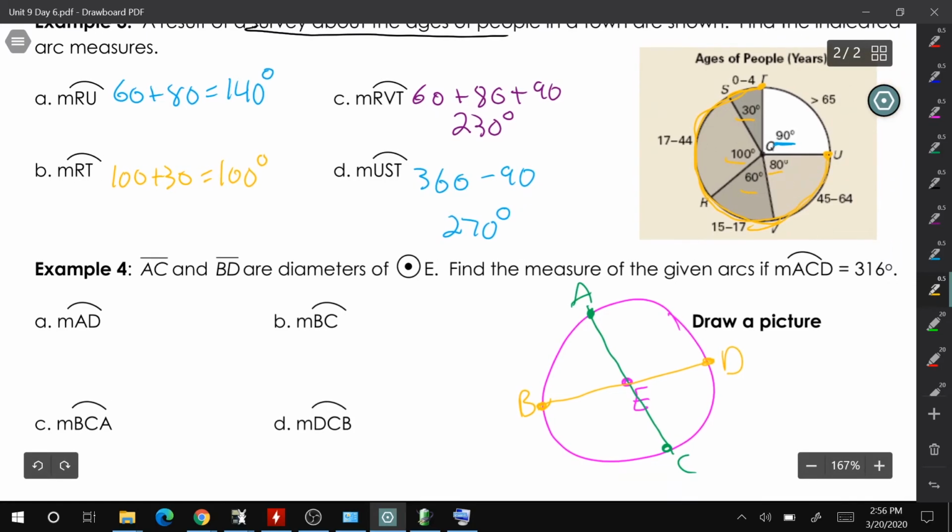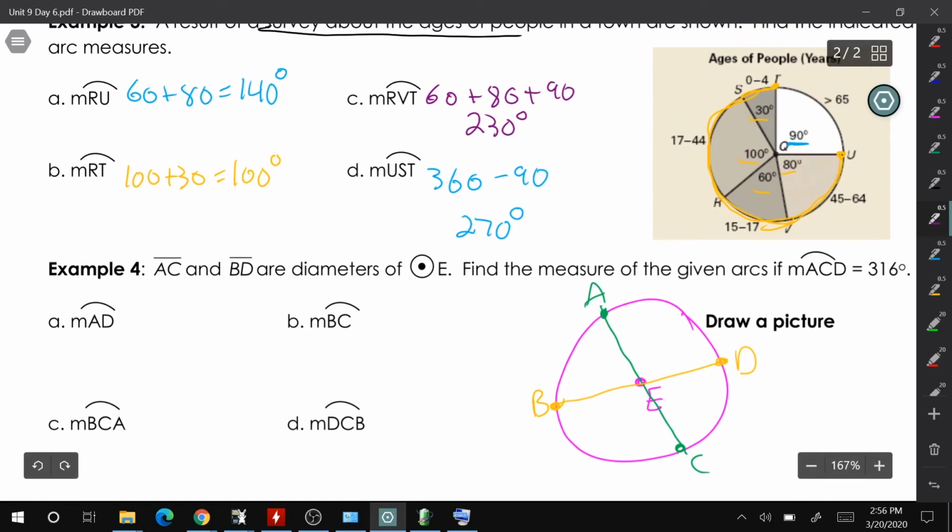And it's telling us that the measure of arc ACD, so ACD, is 316 degrees. So this whole thing is 316 degrees. Okay, so pause the video and try this, but remember that semicircles are 180 degrees. So that might help you out for this problem. Okay, so pause it and see what you come up with.